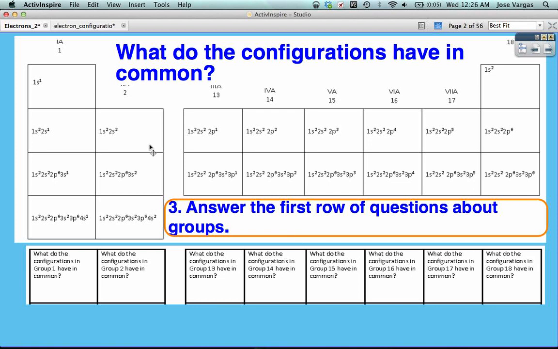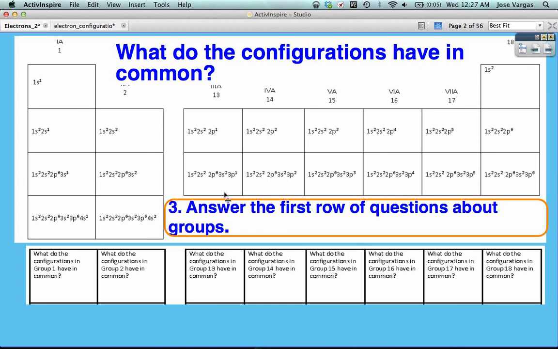Now take a look at group number 2. What do all of the configurations here have in common? As you can see here, they are all going to end with s2, s2, s2, but not with the same number. Here we have a 2, a 3, and a 4. But all of them end with the same letter, s2 and s2.